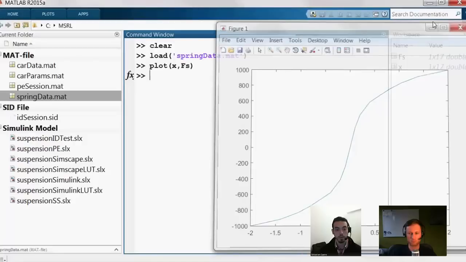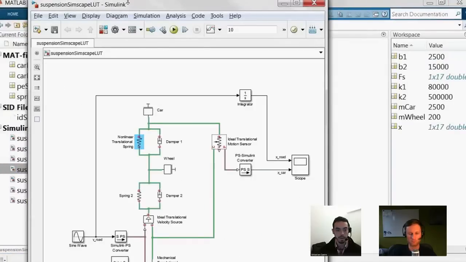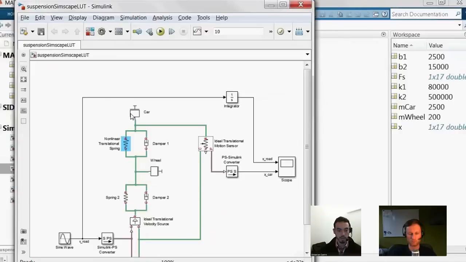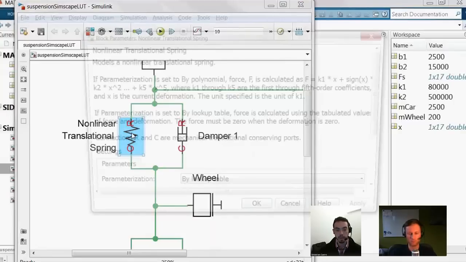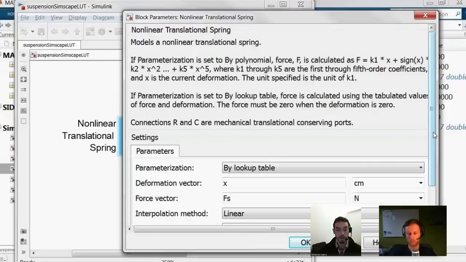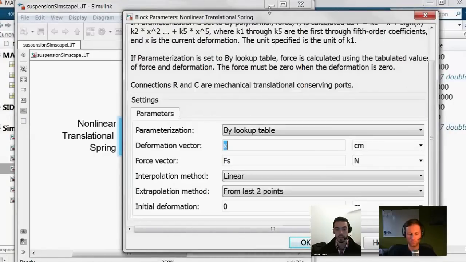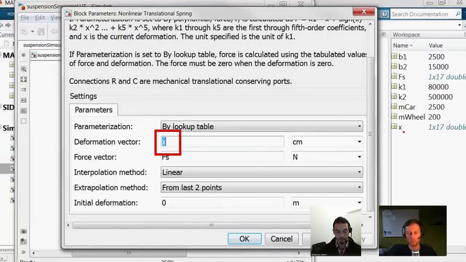I'm going to show that to you using the Simscape model right here, where you see that I've replaced one of the spring blocks with this nonlinear translational spring. And when I look in here, you find that I have a parameterization by lookup table where I've entered my deformation vector, referencing that MATLAB variable x in centimeters, and then also my force vector, which is fs, also in our workspace. Okay, just the MATLAB variables. That's cool. So you can enter all sorts of MATLAB variables.